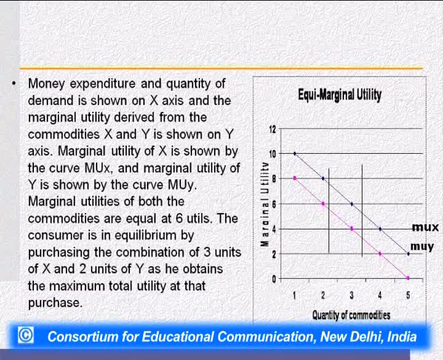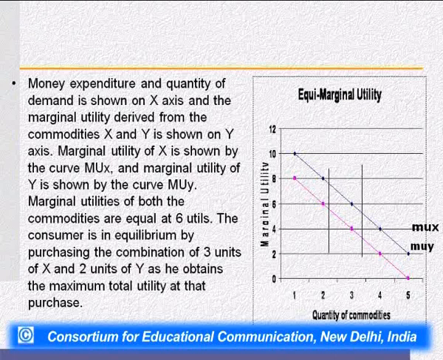Now in the figure you can see the same figure with the help of the table. Money expenditure and quantity of demand is shown on the X axis and the marginal utility derived from the commodity X and Y is shown on the Y axis. Y is shown by the curve of MUY and marginal utility of both the commodities are equal at 6 units. The consumer is in equilibrium by purchasing the combination of 3 units of X and 2 units of Y, and he obtains the maximum total utility at that purchase.